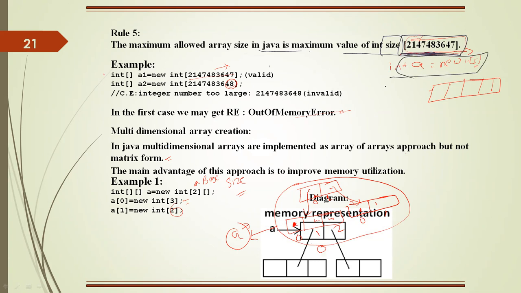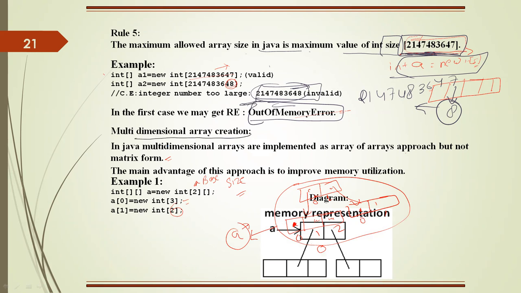If you use 2147483647 you can declare it, but if you use 2147483648 instead, you will get an error. What is that error? Out of memory error. Because memory is not there for this type of range, this type of size, the array will not be created.